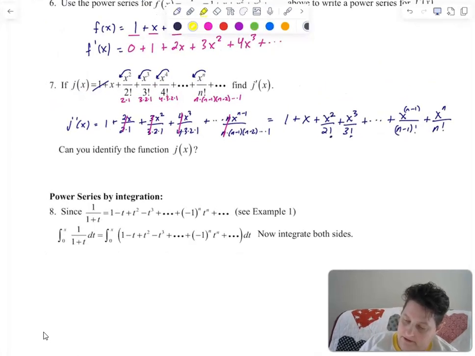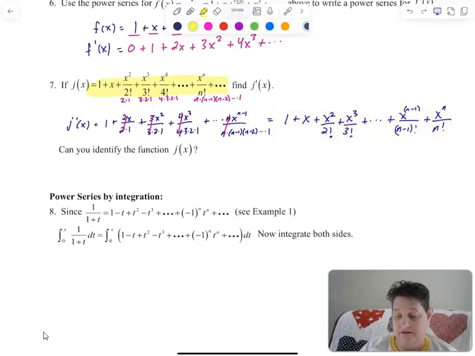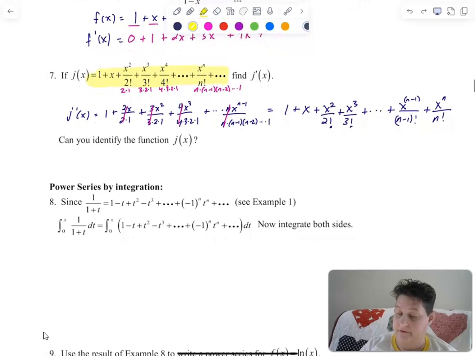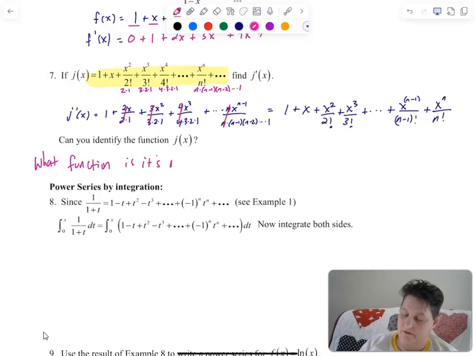Now I want you to look at this original function. I'm going to erase my work here. Look at this original function and look at this derivative. What do you notice about the original function and the derivative? 1 plus x plus x squared over 2 factorial plus x to the third over 3 factorial. And look at this one, 1 plus x plus x squared over 2 factorial plus x to the third over 3 factorial. So what function is its own derivative?